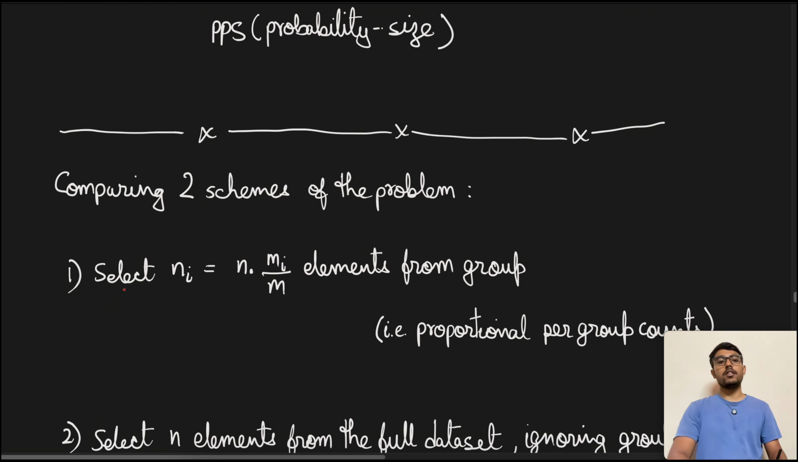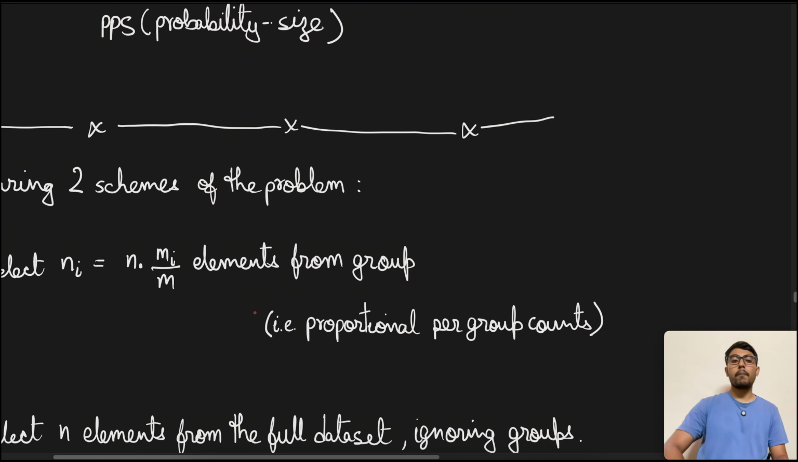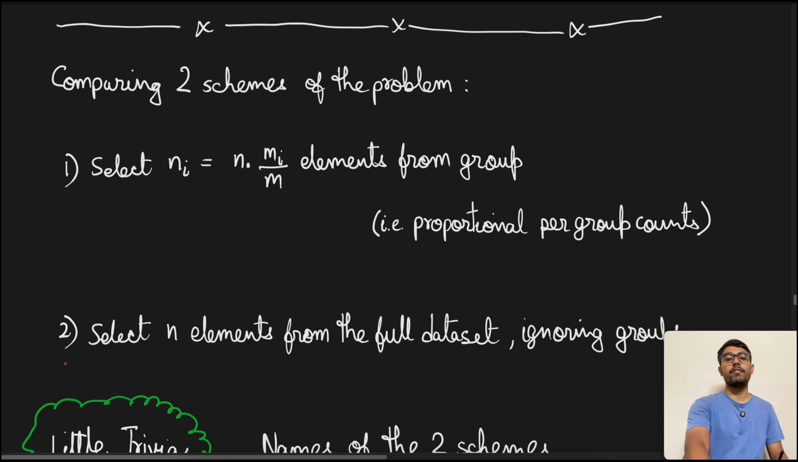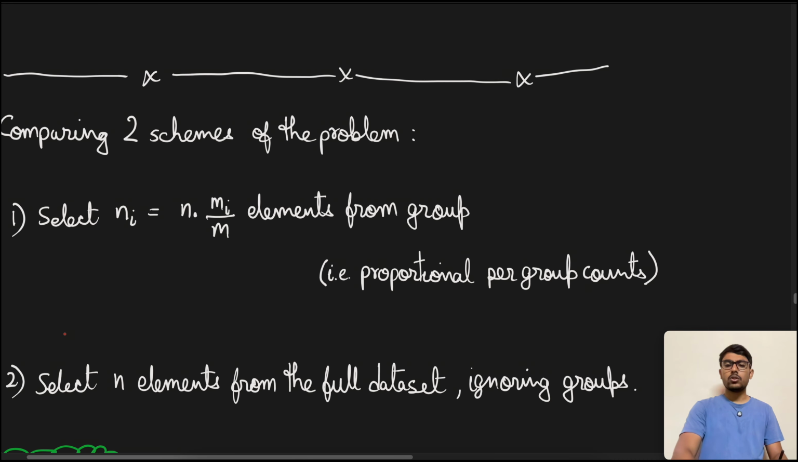So, first, which says select Ni, which equals n times mi over m, elements from each group, that is proportional per group count. As we can see, mi is the number of elements in that group over the total number of objects existing, right. The next scheme is select n elements from the full data set ignoring groups. So, imagine if we had no groups and then just mixed everything in a bag, then it is scheme 2.